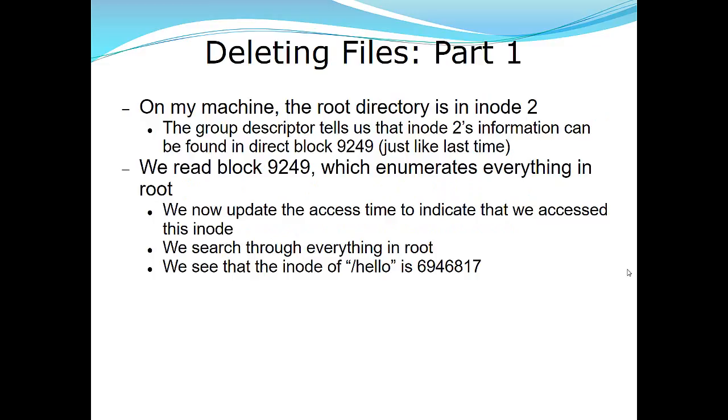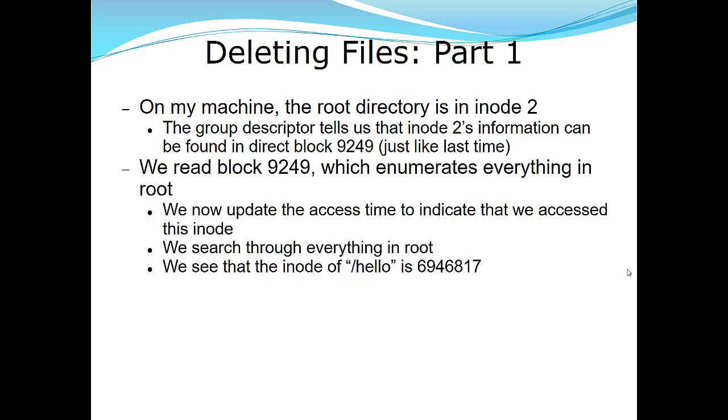Here again, the root directory is on inode 2. The group descriptor tells us that inode 2's information can be found in a direct block at 9249. This is just what we saw before. You read block 9249 and it enumerates everything in the root. We now update the access time to indicate that we accessed this inode. We search through everything in the root.